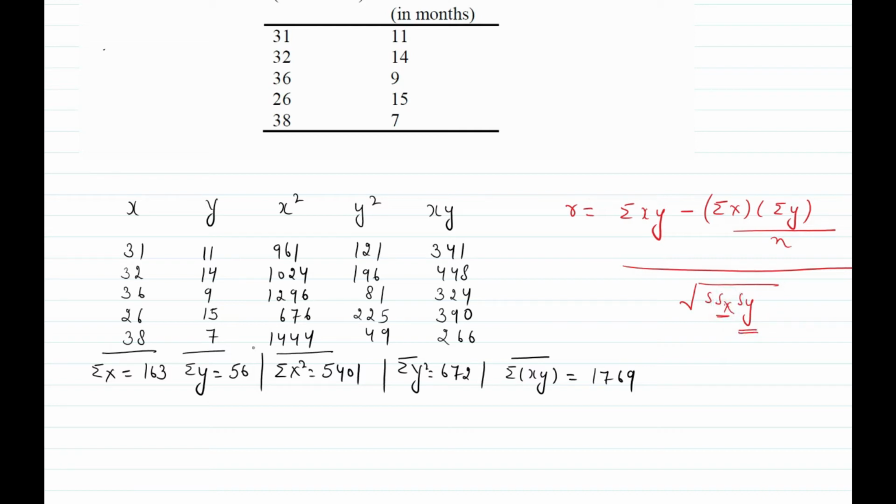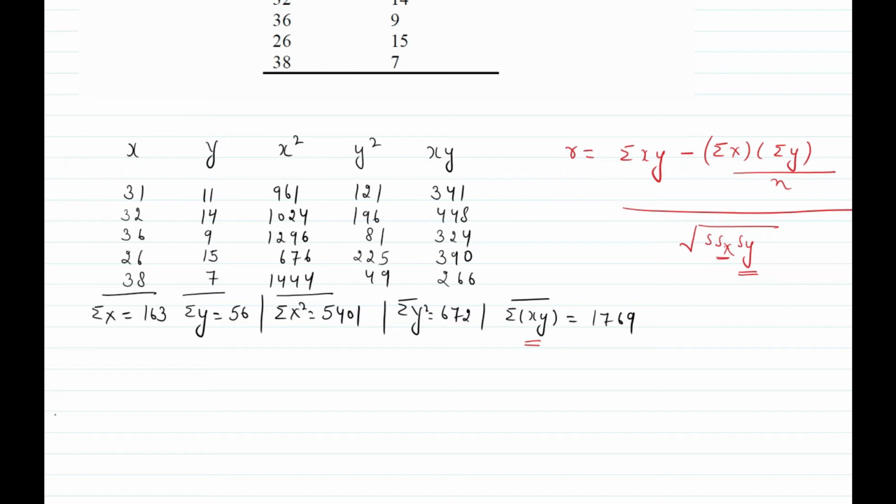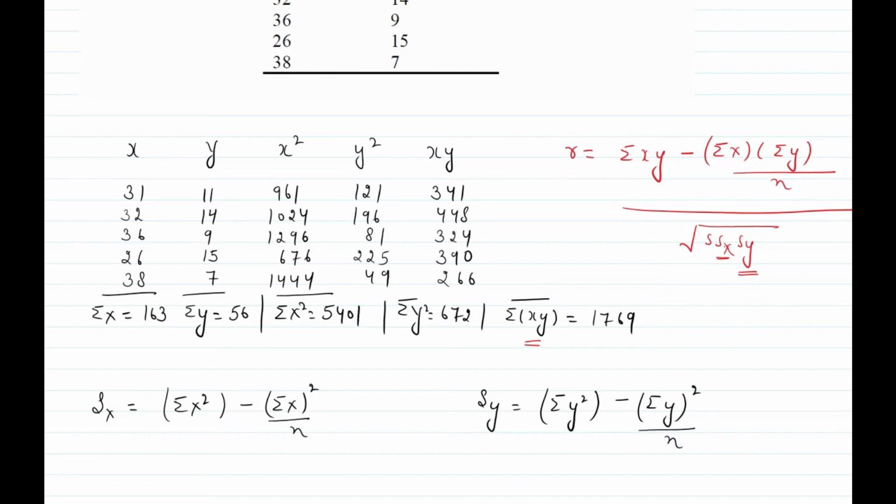So we have the value of summation of XY, summation of X and summation of Y. What we don't have in this formula is the standard deviation of X and the standard deviation of Y. So let's first find Sx, the standard deviation of X, whose formula is summation of X square minus summation of X whole square divided by N, and Sy is summation of Y square minus summation of Y whole square divided by N.